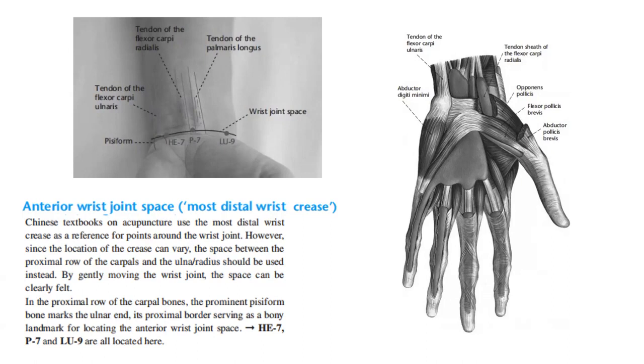In the proximal row of the carpal bones, the prominent pisiform bone marks the ulnar end, its proximal border serving as a bony landmark for locating the anterior wrist joint space, where heart 7 and pericardium 7 and lung 9 are located.